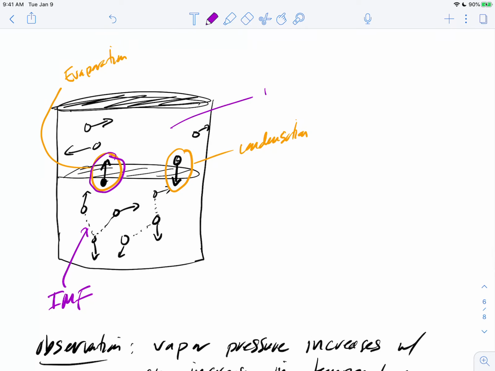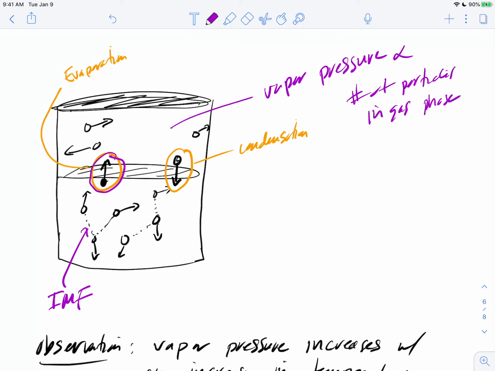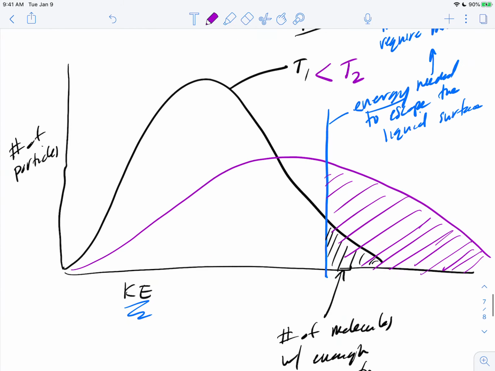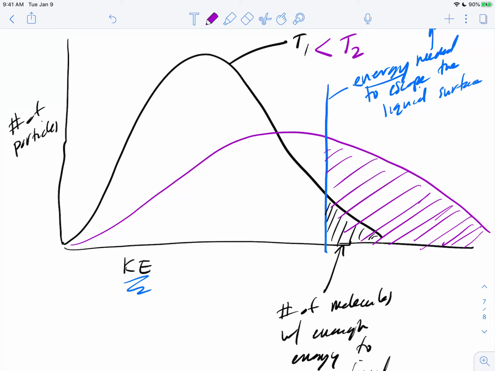So let me just write that down. Vapor pressure, I forgot to do that, is proportional to the number of particles in the gas phase above a liquid. And so that would increase, okay? And so this graph directly shows how, for a given intermolecular force, which is the position of the blue line, we would have different percents of molecules that could have enough energy. Okay, so at lower temperatures, you just don't have enough energy.